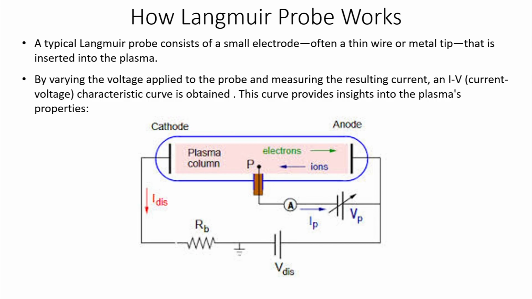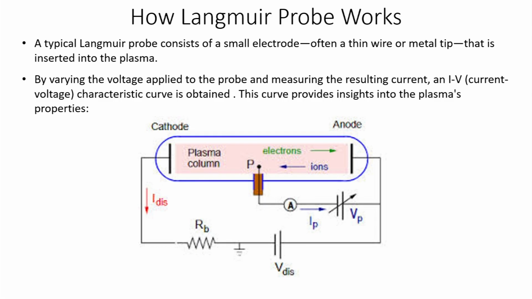Whenever you change the voltage from negative to positive voltages, you will see the current through this probe. Suppose the potential is negative.